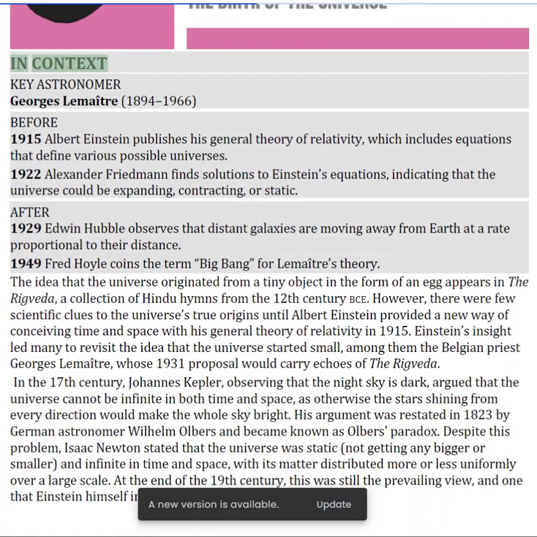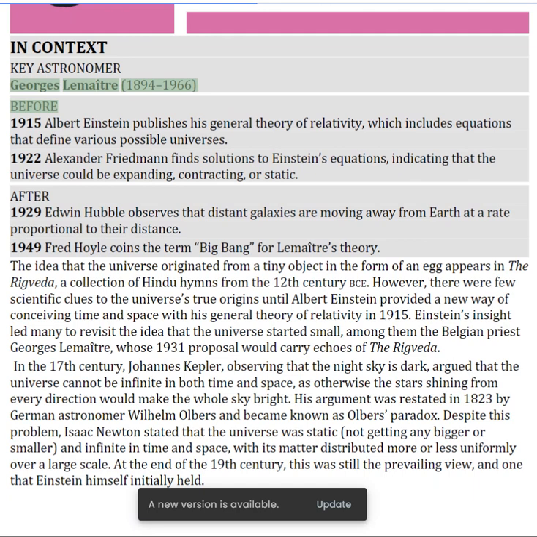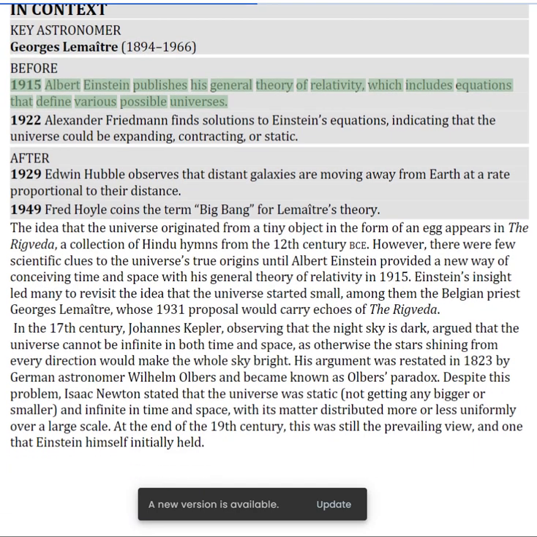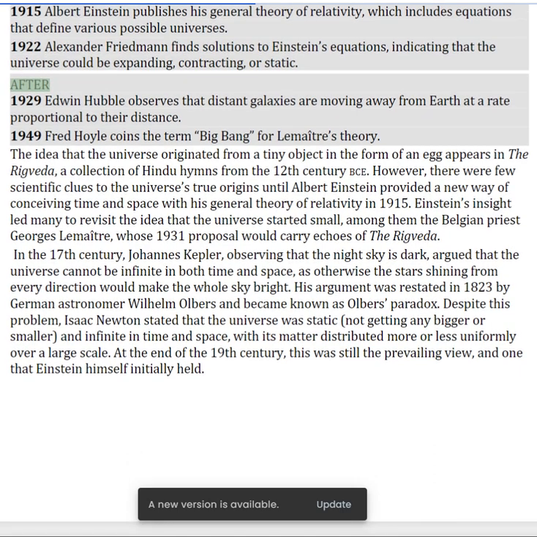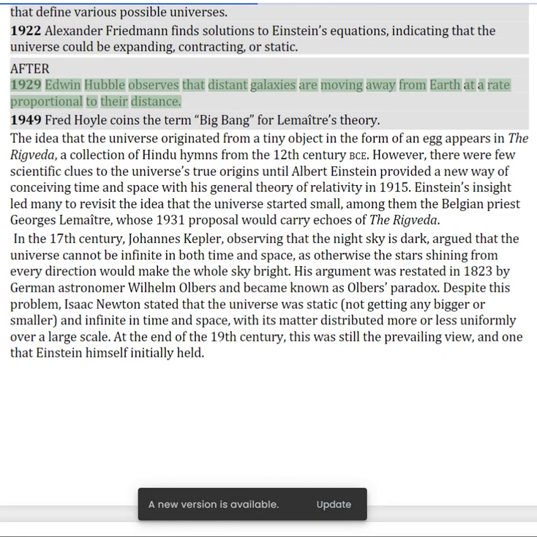In context. Key astronomer. Georges Lemaitre. Before: 1915 Albert Einstein publishes his general theory of relativity, which includes equations that define various possible universes. 1922 Alexander Friedmann finds solutions to Einstein's equations, indicating that the universe could be expanding, contracting, or static. After: 1929 Edwin Hubble observes that distant galaxies are moving away from Earth at a rate proportional to their distance.